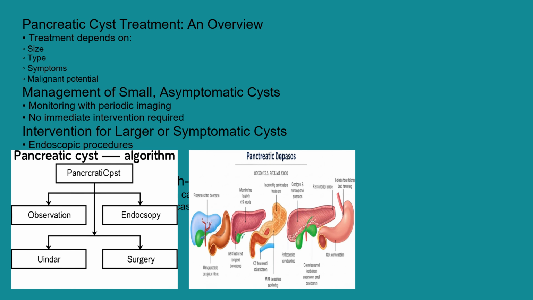Treatment for pancreatic cysts depends on their size, type, symptoms, and potential for malignancy. Small, asymptomatic cysts may only require monitoring with periodic imaging. Larger, symptomatic cysts or those with concerning features may need intervention. This can involve endoscopic procedures, such as cyst drainage, or surgical removal of the cyst. The specific approach is tailored to the individual case, considering the risks and benefits of each option. For cysts with a high risk of cancer, surgical resection is usually recommended.